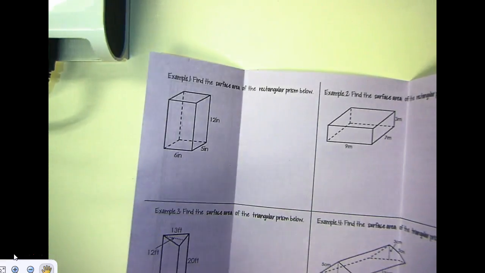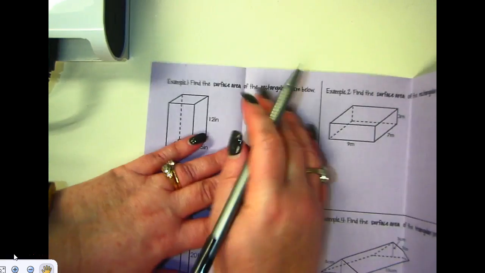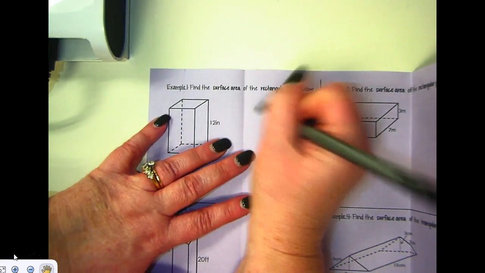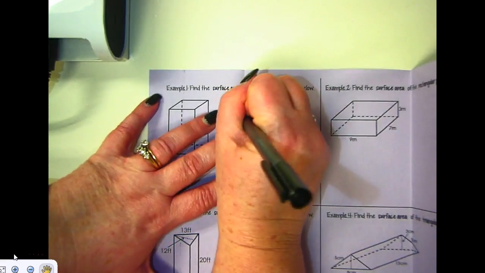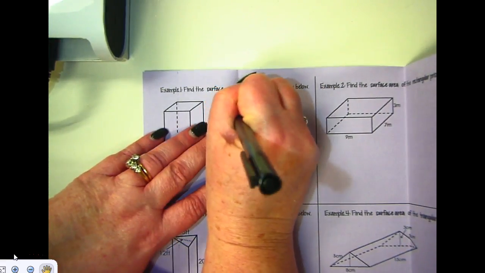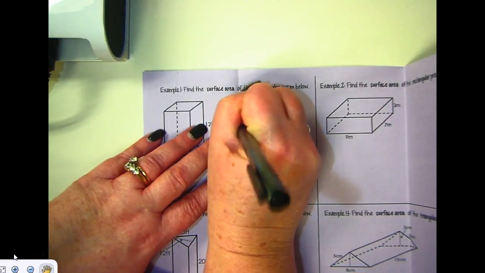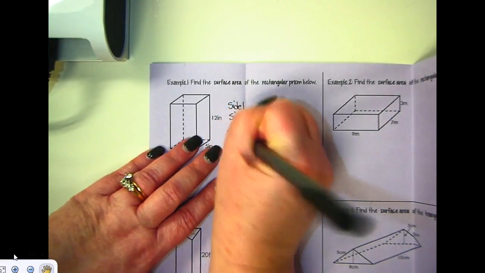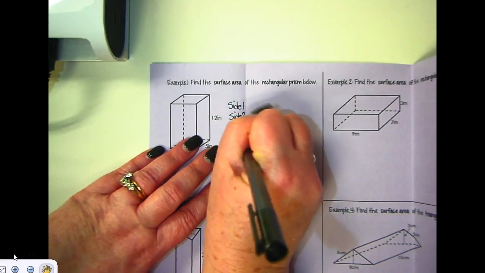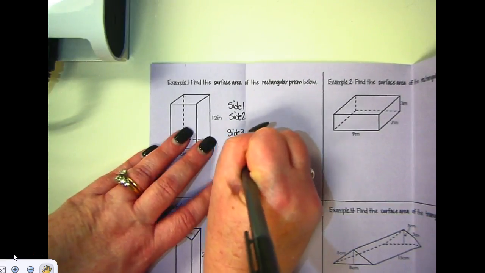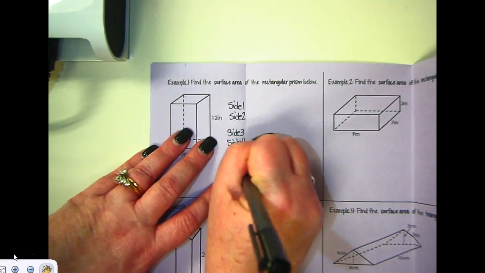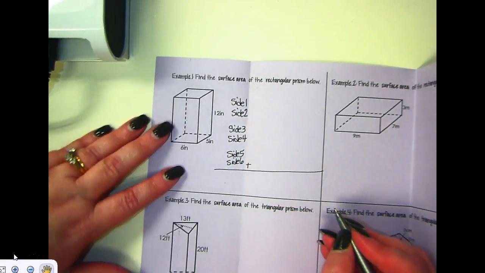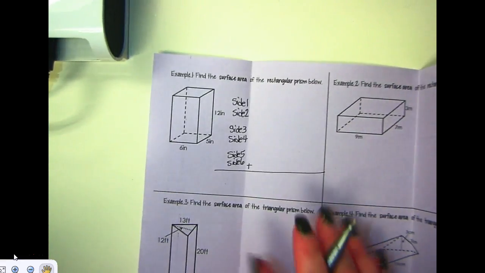This is where the colored highlighters are going to come into play. So go ahead and list your 6 sides. And remember, I list 1 and 2 together because they're going to be the same. So I'm going to say side 1 and side 2, side 3 and side 4, and then side 5 and side 6. You don't have to list it like that, but it just makes it easier on me to see that 2 of them are the same.